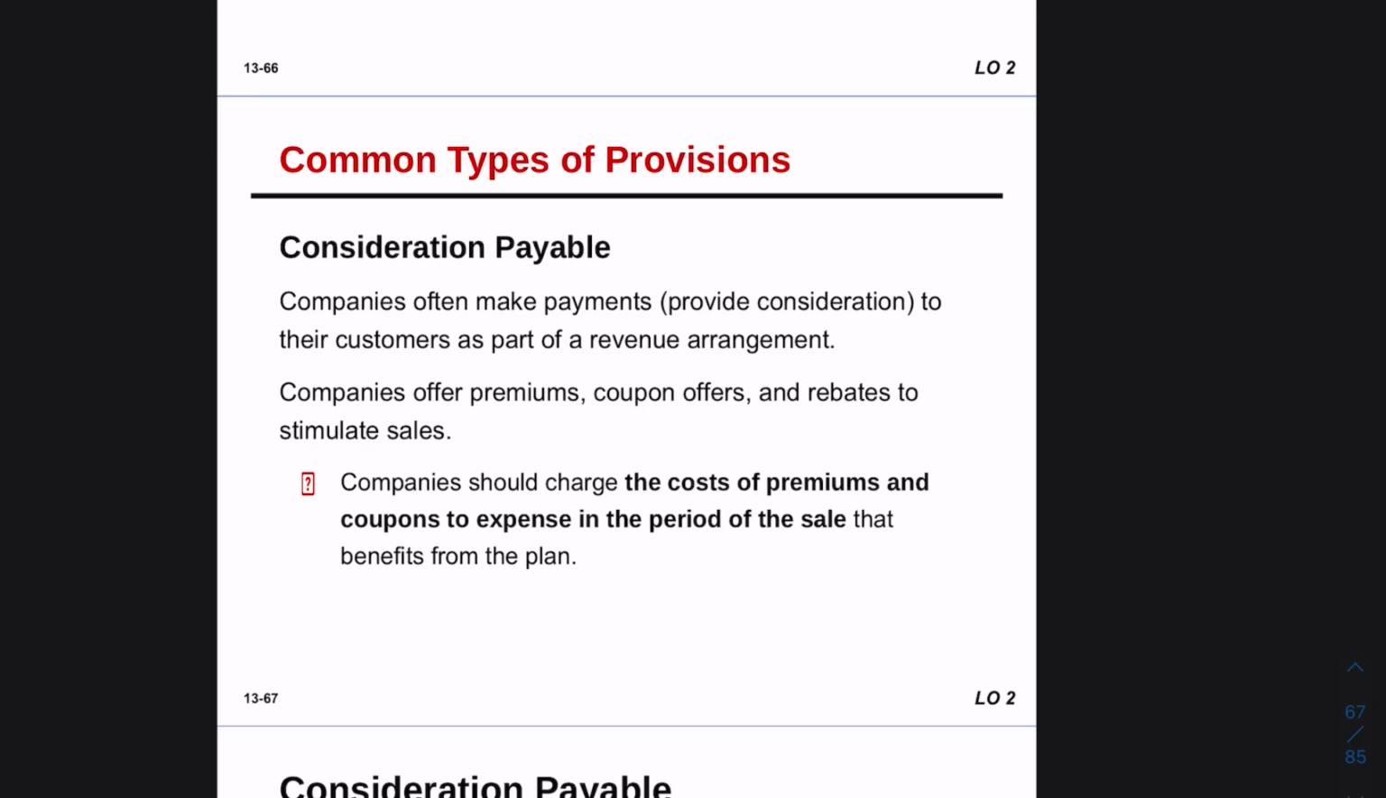Then we have consideration payable, which is when companies often make a payment to provide consideration to their customer as part of a revenue arrangement. So, sometimes companies want to increase their sales and attract their customers, so they will offer premiums, coupons, or offers. For example, if you purchase $100 from our store, you'll get $10 additional. You could purchase whatever you want. So for the company, in their perspective, it's considered as a liability, it's considered as a cost. So the company should charge the cost of premiums and coupons to expense in the period of the sale that benefits from the plan.